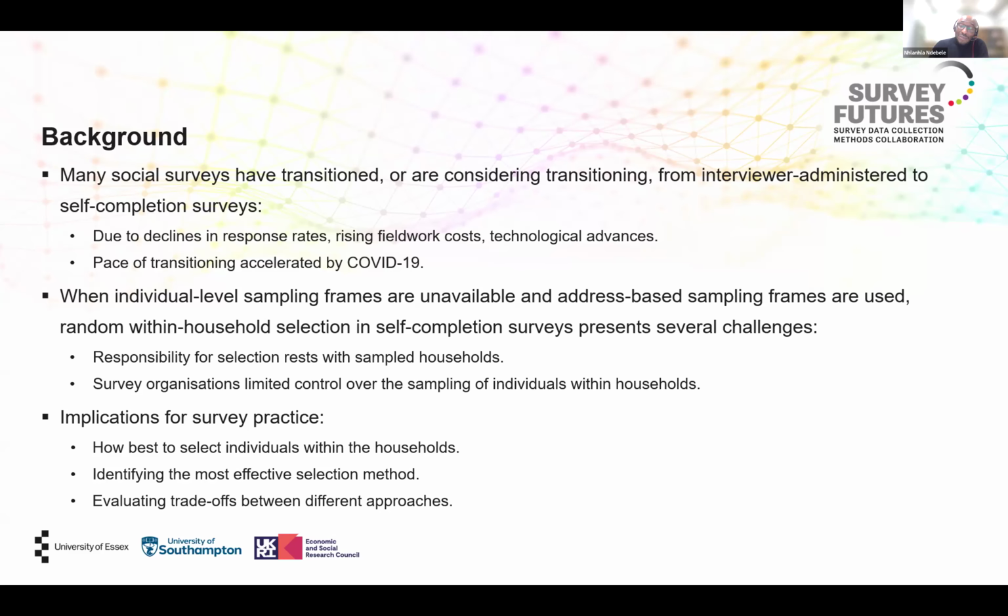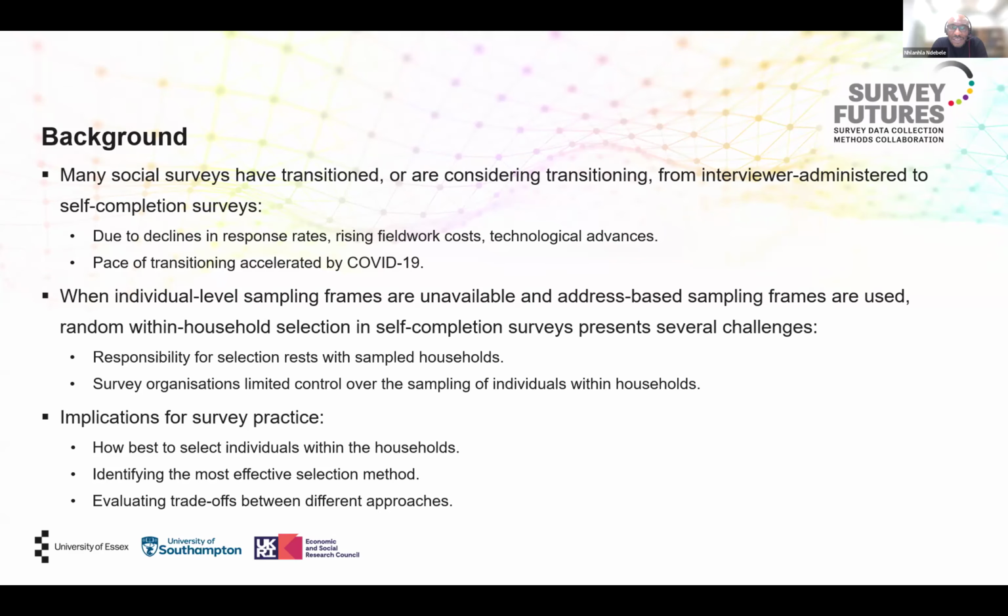Now, one of the issues that comes up in relation to within household selection is when it comes to individual sampling frames when they're not available, we then have to use address-based sampling frames, which makes it slightly difficult when we're doing self-completion surveys, because we have to select individuals without having the list of names of people to select from. So there's no named list. When that happens, the responsibility of selection then rests with sampled households.